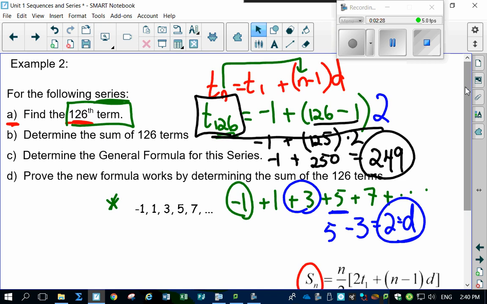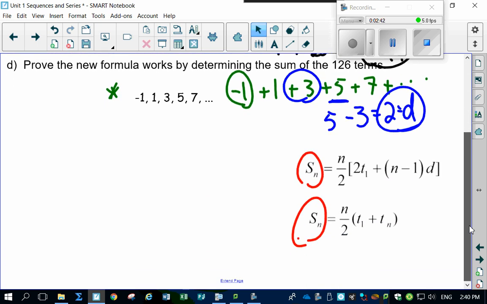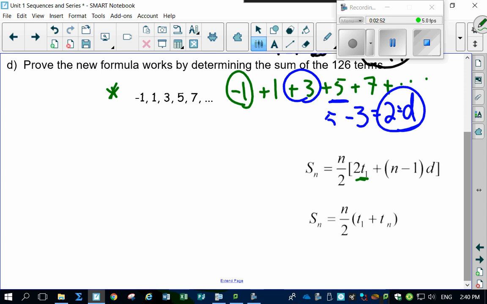Now, check this out. How is this going to help us here? Well, it says determine the sum of the 126 terms. Oh, excellent. Let's go to our weapons of math destruction. Here they are. There's our 2 sum formulas, and you tell me which one you would use. Look at the first one. Do we have the first term? Yes. Do we have n? Yes. Do we have d? Yes. We could actually use this formula, right? But I want to look at the other formula as well.